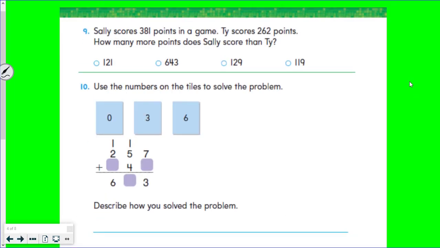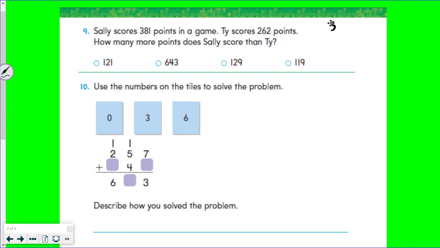All right. Getting to the end. Sally scores 381 points in a game. Ty scores 262 points. How many more points does Sally score than Ty? So find the difference between their two numbers. Go ahead and pause your video and find the difference.